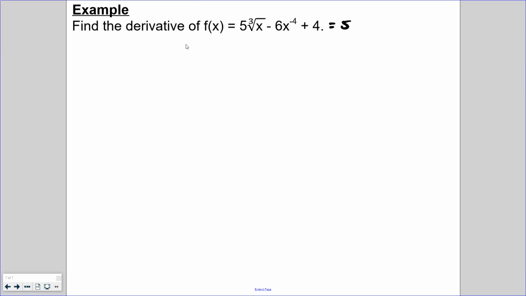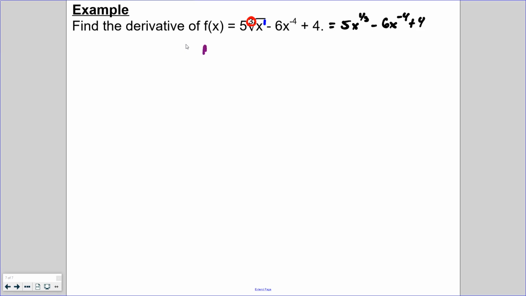So, we're going to get 5, and let's see, the cube root of x to the first power. We can see here that the power is 1, and the root is 3. So we can convert that to have a rational exponent to be x to the 1/3 minus 6x to the negative 4th plus 4. And now we can go on to take the derivative.